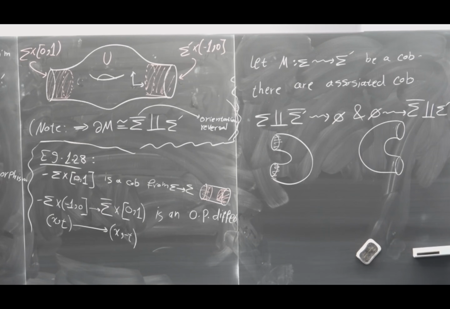Or you just take the cobordism and you twist it, basically. What do you mean by twist? If you think of the cobordism as almost like a tube, going from sigma to sigma prime, you're just taking that tube and bending it. Yes, exactly.